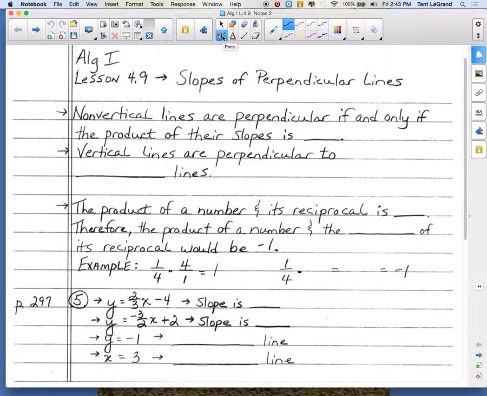We're continuing on in lesson 4.9, where we're now going to look at perpendicular lines. Can you give me some kind of a definition of what perpendicular lines are? We have lines that are perpendicular. That means they're going to intersect. They're going to cross each other. So does that mean any set of intersecting lines are perpendicular lines?